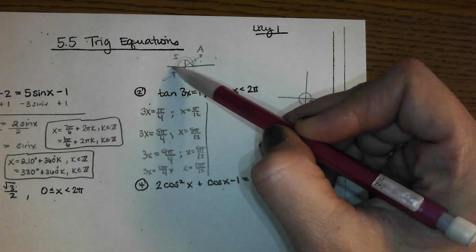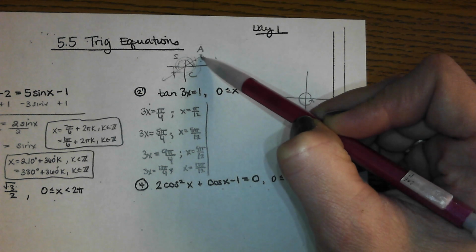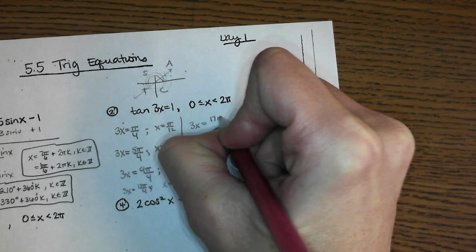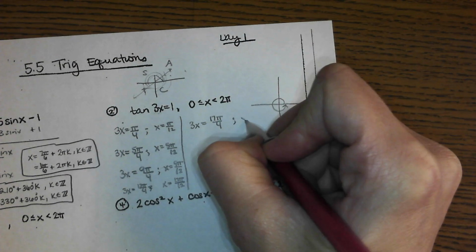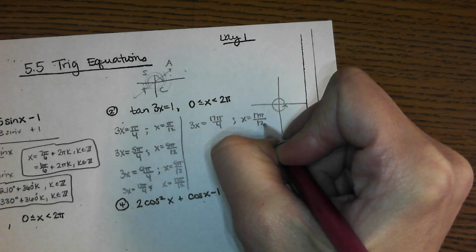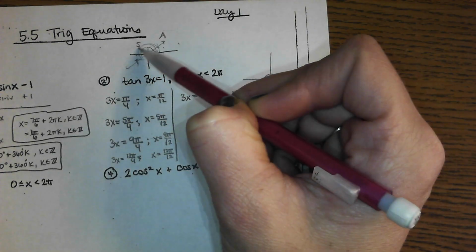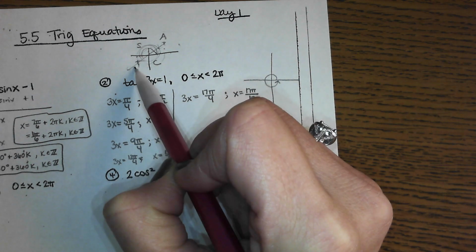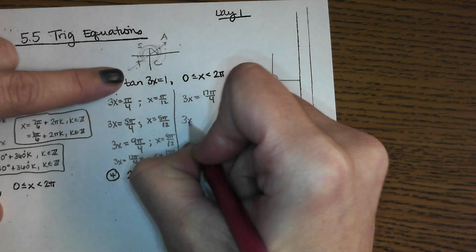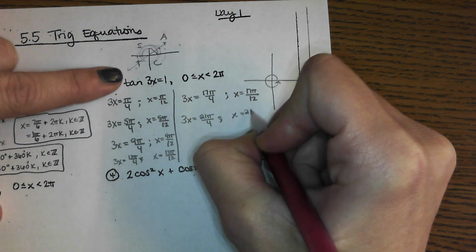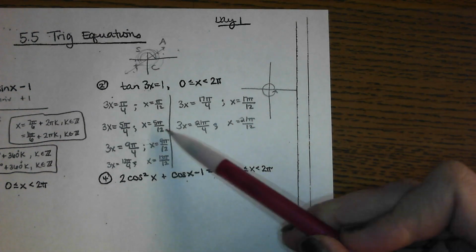So 12 pi over 4. The next would be 16 pi over 4, which would make this 17. So 3x could equal 17 pi over 4. Divide both sides by 3. That would give me a solution of 17 pi over 12. I'm getting there. And then keep going. So that was 16 pi over 4. So this would be 20 pi over 4, which would make this 21 pi over 4. So 3x could equal 21 pi over 4, which would be x equals 21 pi over 12.